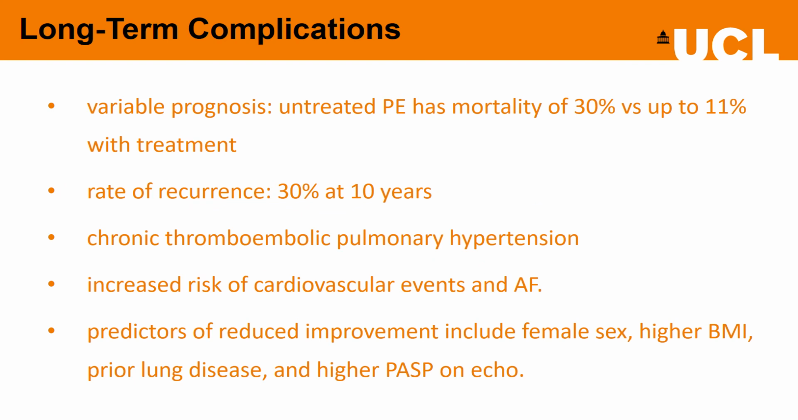Long-term complications of PE. Well, PE has a variable prognosis. It's important to note that untreated PE has a mortality of 30% versus up to 11% those who are treated. There is a rate of recurrence which is significant at 30% at 10 years, and that's why a lot of patients will often go on to long-term anticoagulation. There's also a risk of chronic thromboembolic pulmonary hypertension, increased risk of cardiovascular events and atrial fibrillation, although predictors of reduced improvement include female sex, higher BMI, prior lung disease, and higher pulmonary artery systolic pressure on echo.